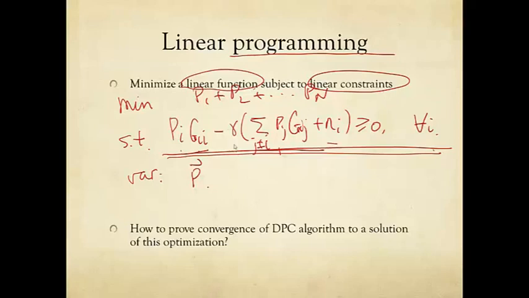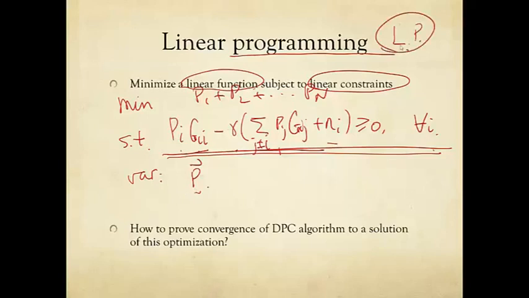Of course, if gamma is also a variable, then this is not a linear function in both gamma and p. But that's not our worry today. Our problem today is to fix gamma and just vary the p's. And this is an LP.